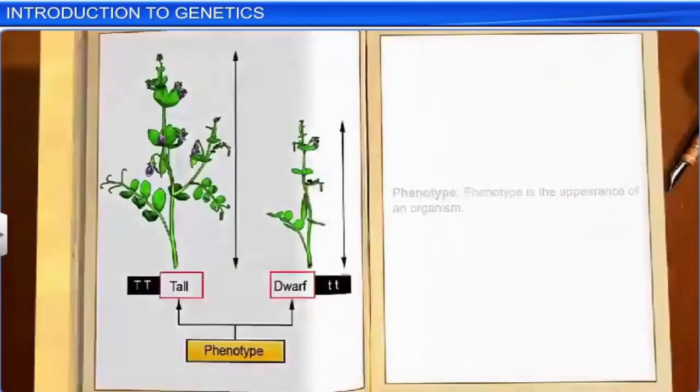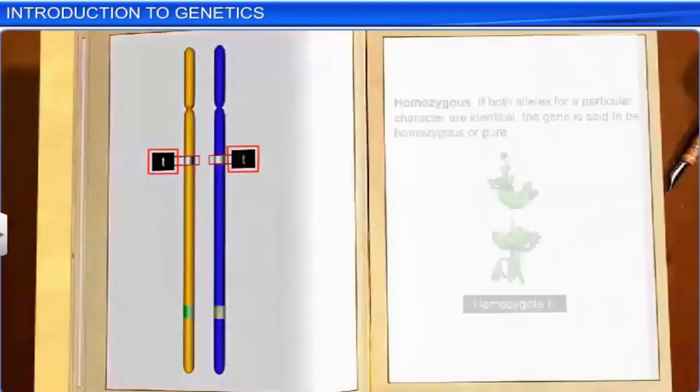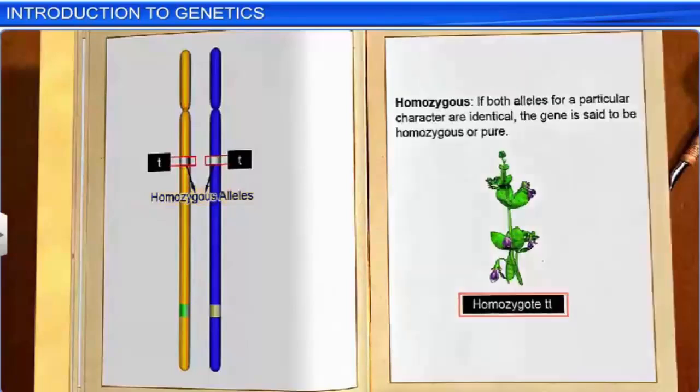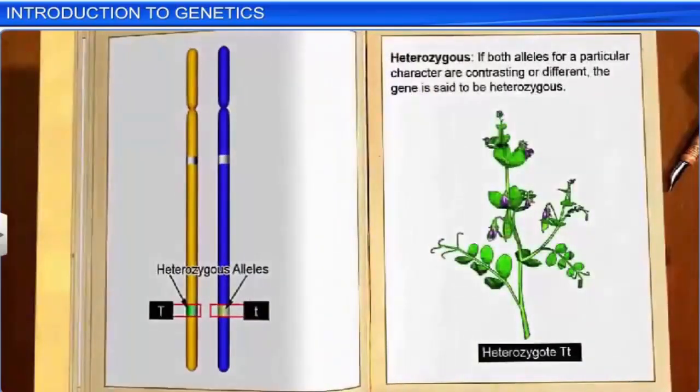Also, every organism possesses two alleles for each character. If these two alleles for a particular character are identical, the gene is said to be homozygous or pure, and the individual is called a homozygote. On the other hand, if an organism possesses two contrasting or different alleles in a pair, the gene is called heterozygous, and the individual is called a heterozygote.